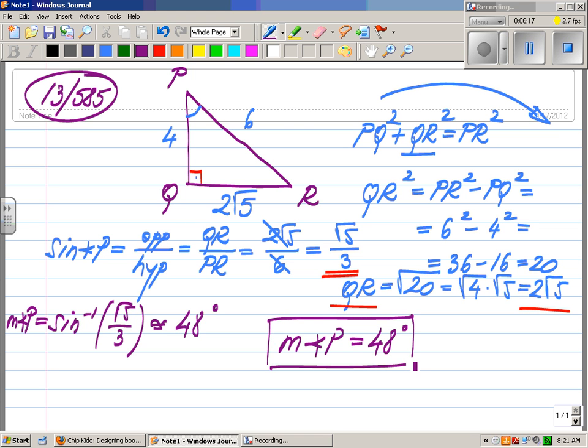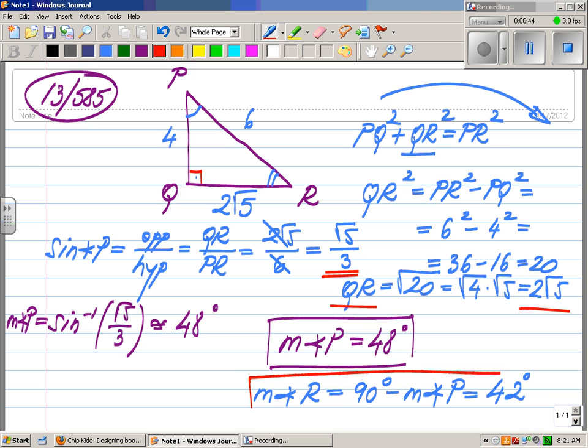What else are we missing here? We're missing angle R. How can we find angle R very quickly? P and R are complementary, which means the measure of angle R will be 90 degrees minus the measure of angle P. That equals 90 minus 48, which is 42. And we are done. Triangle solved.